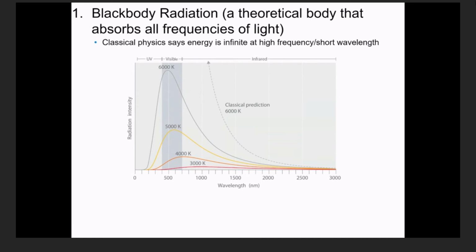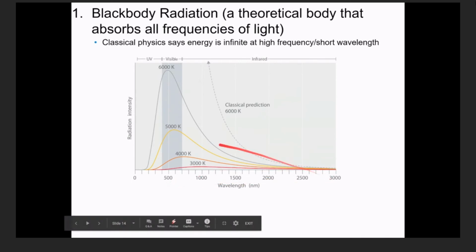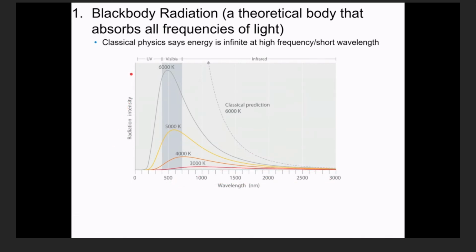Classical physics says energy is infinite at high frequency and short wavelength. So this axis is wavelength and this is radiation intensity. The classical physics prediction would tell us that energy is just going to go infinite. So if we go to a higher frequency, shorter wavelength, it's just going to go to infinity, which you all probably know is not true, right?